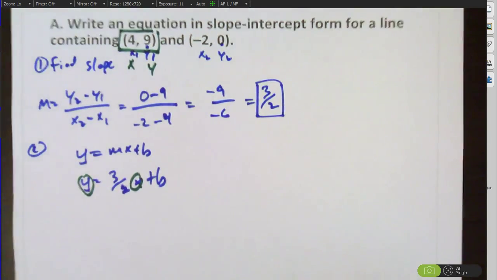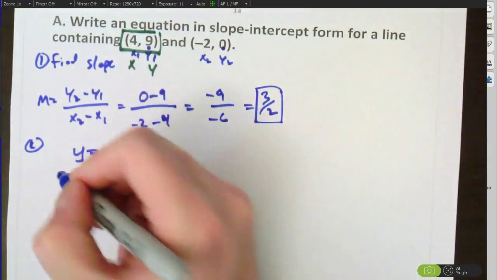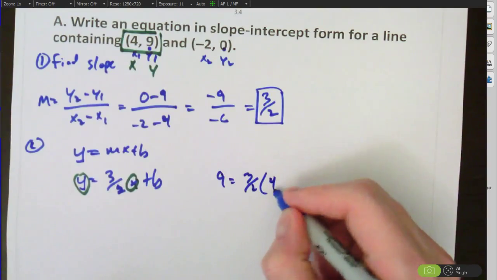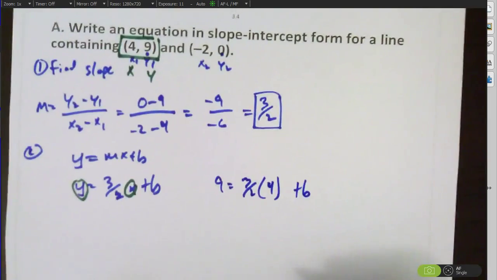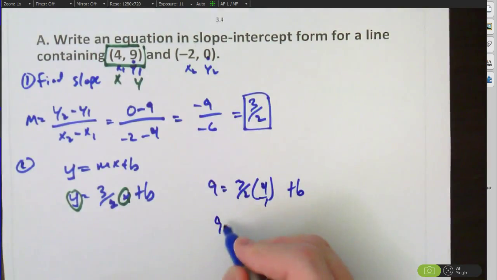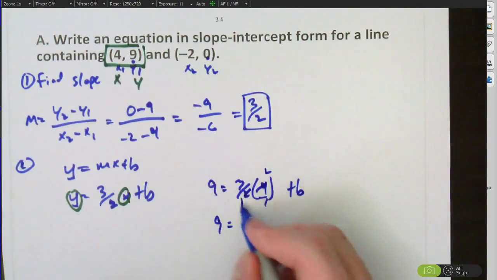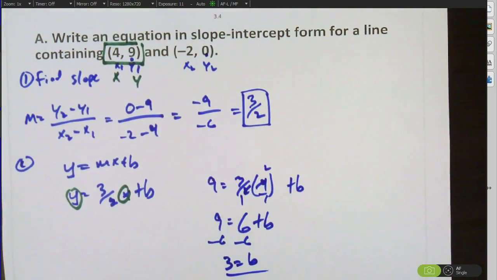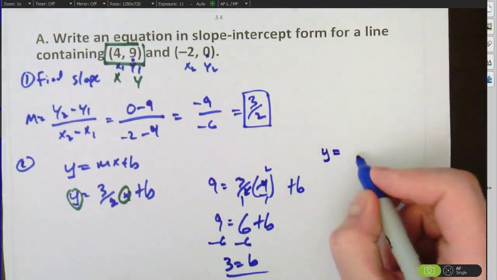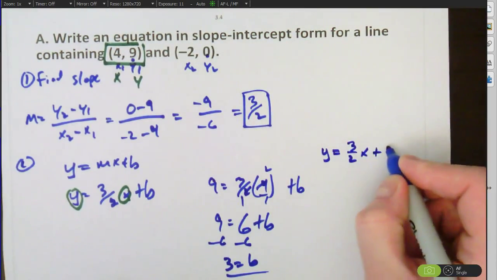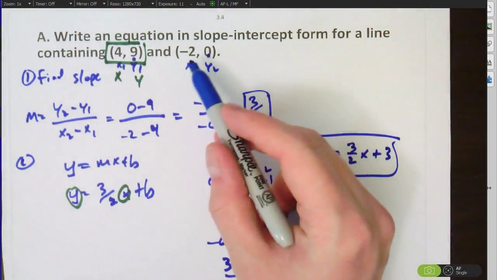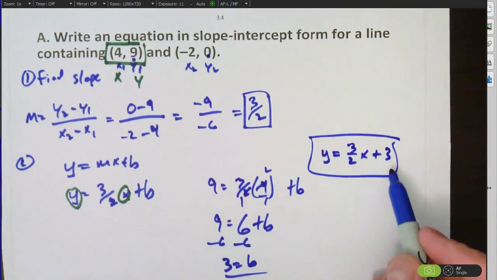So here we go. Plug in 9 for y, plug in 4 for x, and then just do the arithmetic. 9 equals 3 over 1 times 2 over 1, which is 6, plus b, subtract 6. The y-intercept is 3. So my line is now y equals 3/2 x plus 3. Okay. Now, if you'd use this point over here, it'd be the same thing. It would solve the exact same way. We'd still get 3 for the y-intercept.